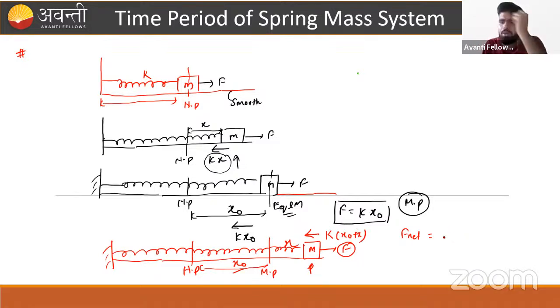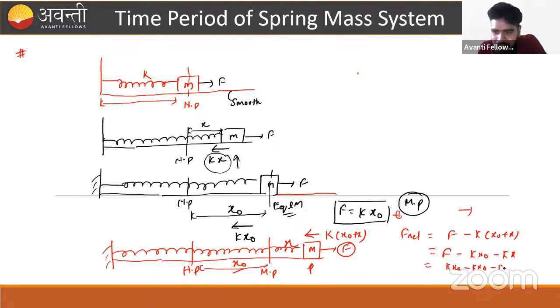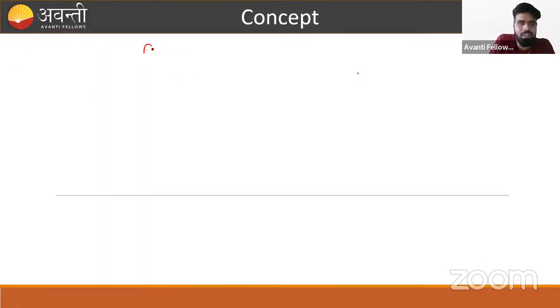So F is acting in the rightward direction, say this is the positive force. And K into x naught plus x is acting in the leftward direction. That's why I am taking it negative here. F minus kx naught minus kx. See one thing: we already found that F equal to kx naught at the mean position. So put this value, this will cancel out, and F net equal to minus kx.